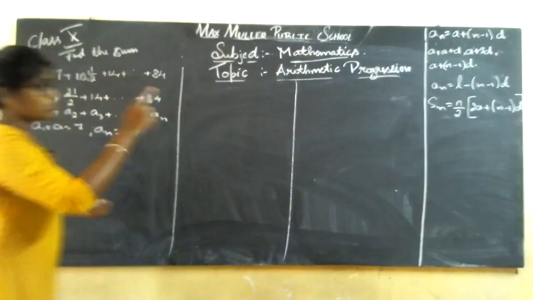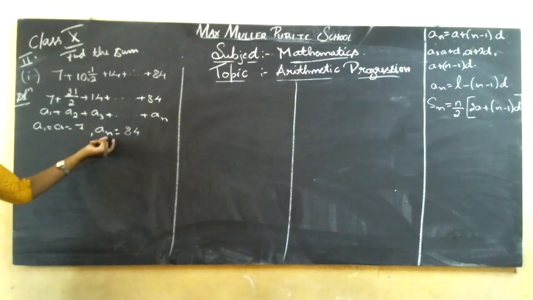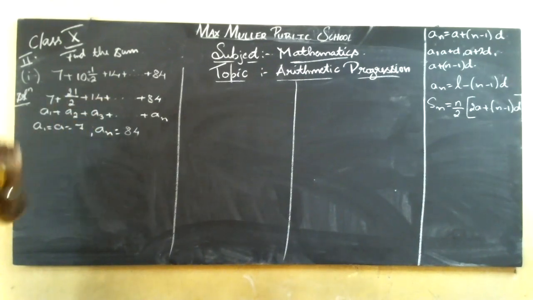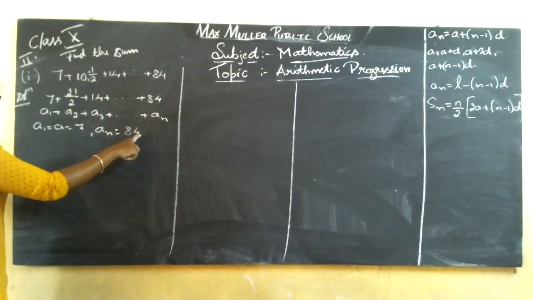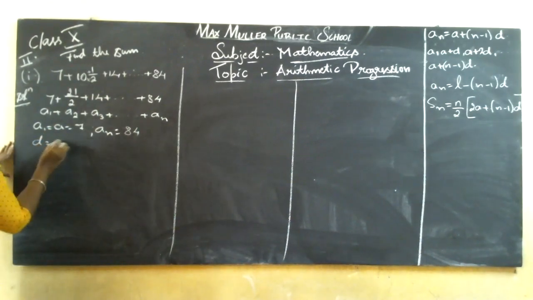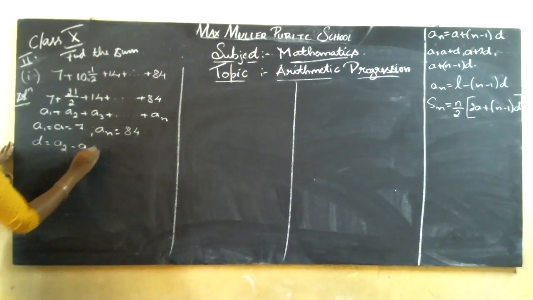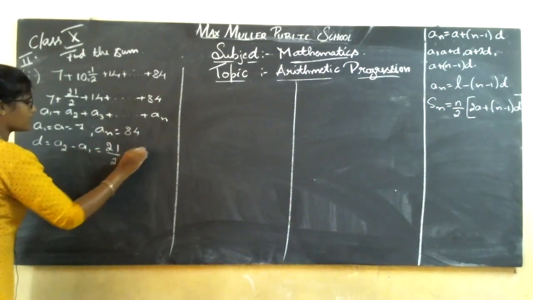You are going to use the general formula of an arithmetic progression, find the value of n, then find the sum. I will show you how to do it. So A you have found, and an is 84. Then what is the next term you want? D. How are you going to find D? A2 minus A1. How much will you get? 21 divided by 2 minus 7.